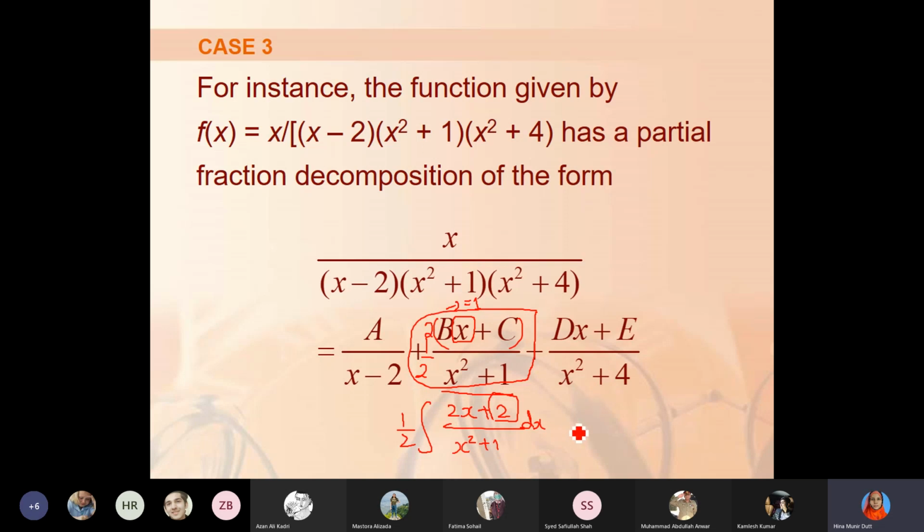This integration is the same. It is equal to 1 over 2, 2x over x square plus 1, plus, break down this fraction, 1 over 2, don't forget about this 1 over 2, 2 over x square plus 1. Break it down with this.